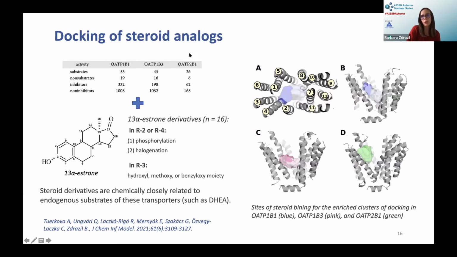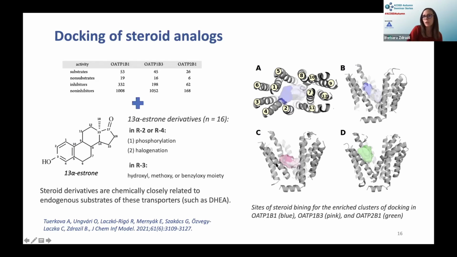First, we docked all of the compounds into our models, except for this in-house data set, to see in the first round where the binding site is. Here you can see in blue OATP-1B1, in pink 1B3, and in green OATP-2B1. Somehow they look like they're in the same region, but still not exactly the same. So we clustered the poses and found that for OATP-2B1, the binding site is a little bit more located in the N-terminal domain, so really in between transmembrane helix 1 and 2.